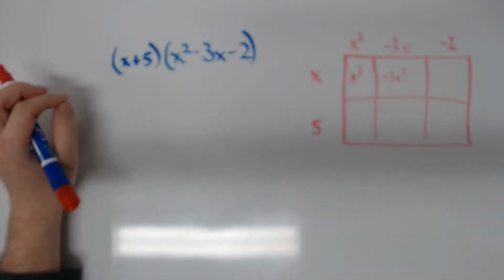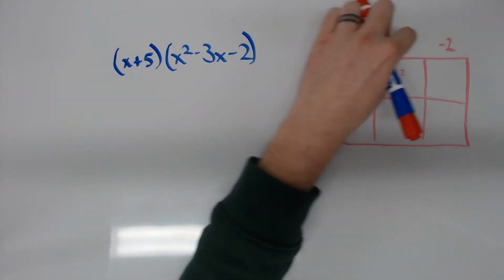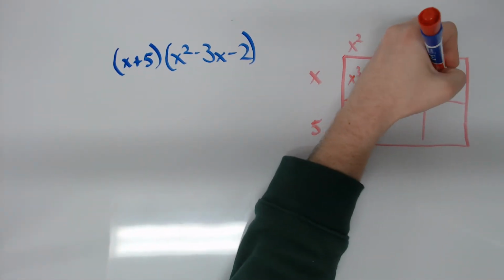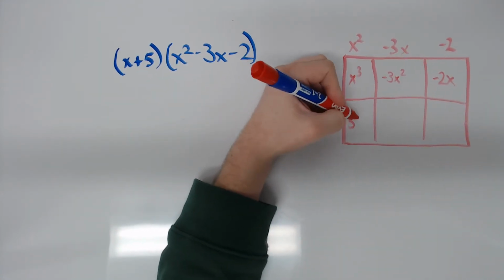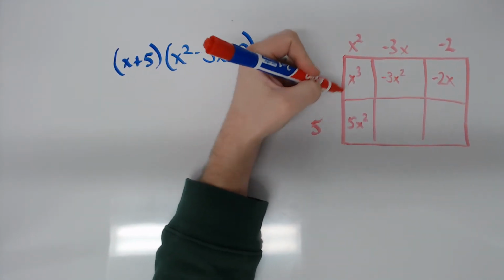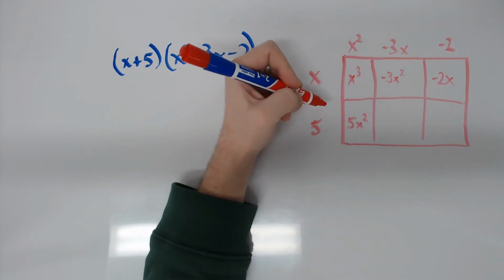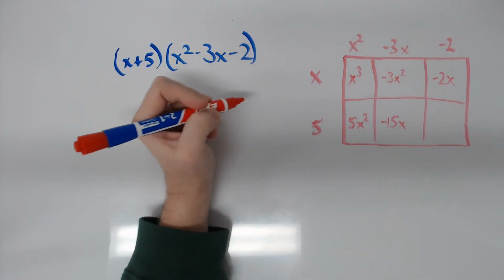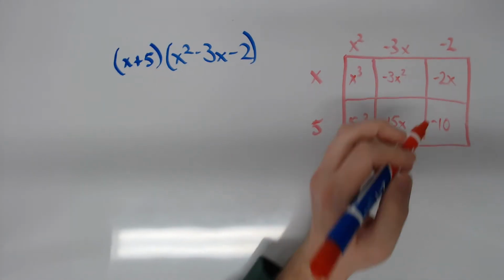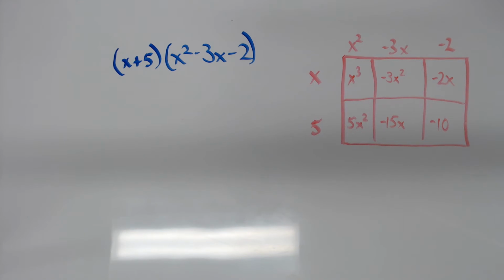It helps to remember what exponents mean in math. Negative 2 times x is negative 2x. 5 times x squared is just 5x squared. 5 times negative 3x, multiply the numbers, that's negative 15x. 5 times negative 2 is negative 10. Those are all of my products.